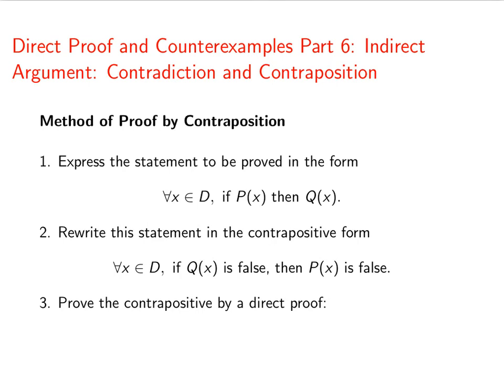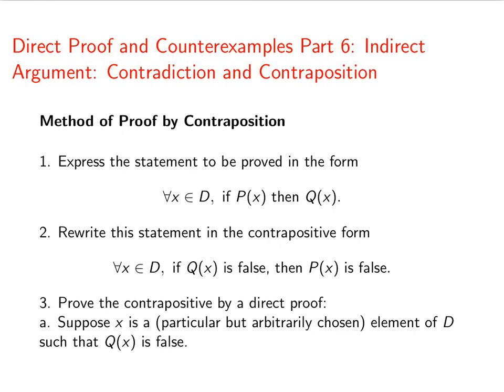And now we prove the contrapositive using a direct proof. So part A, we suppose that x is an arbitrarily chosen element of D such that q of x is false. And then we have to show that p of x is false. All right, that's the outline of the proof method. We'll come back and work a few examples involving proof by contraposition.